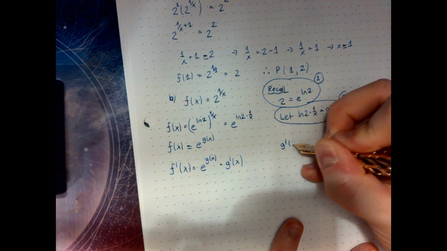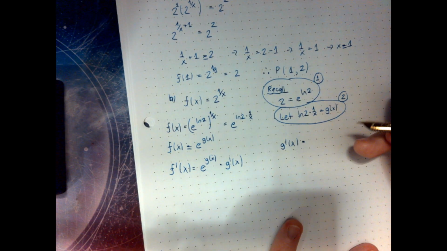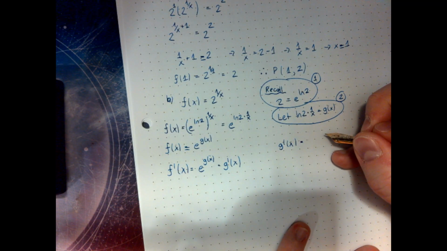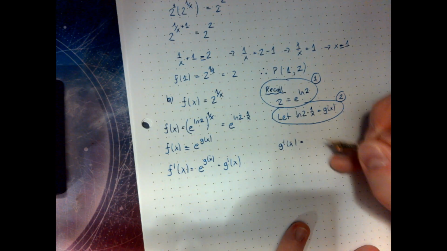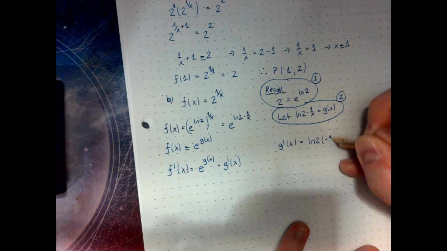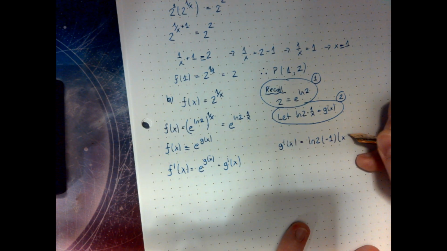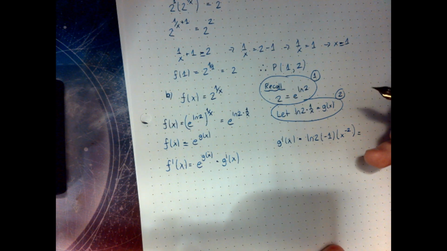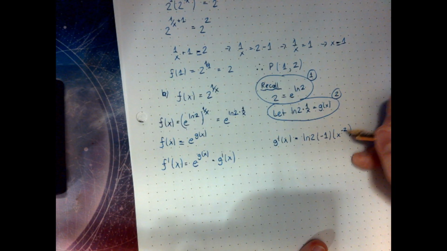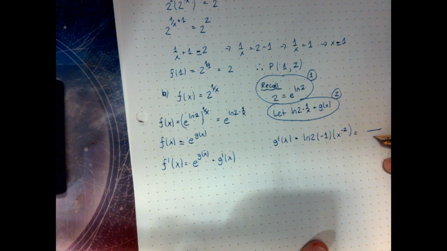g prime of x is equal to, what do we have here? If g of x is ln 2 times 1 over x, then that's what I need to differentiate. I have ln of 2 times negative 1 times x to the power of minus 2, right? And that's really nice and straightforward. It doesn't really require an elaborate explanation. So then, combining all these together, this ends up going in the denominator, but with a positive exponent, and then I just have minus in front and ln of 2 over here.